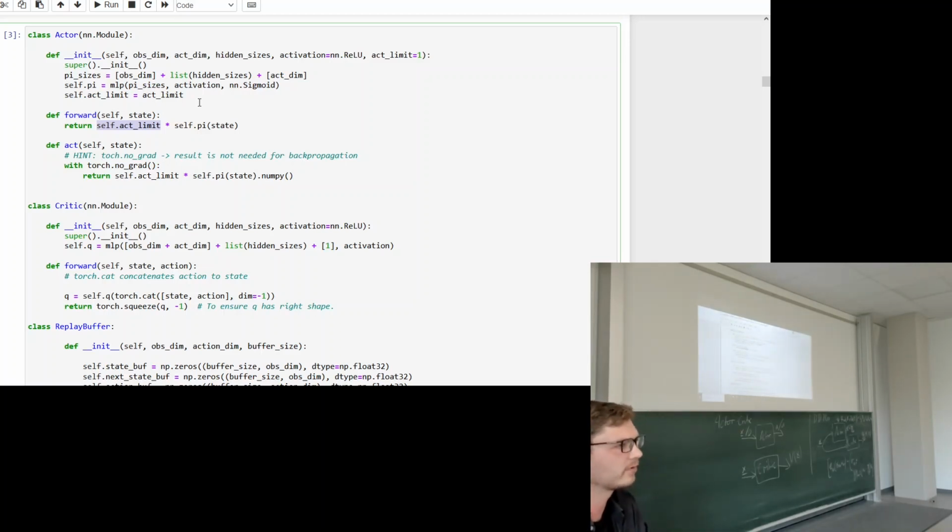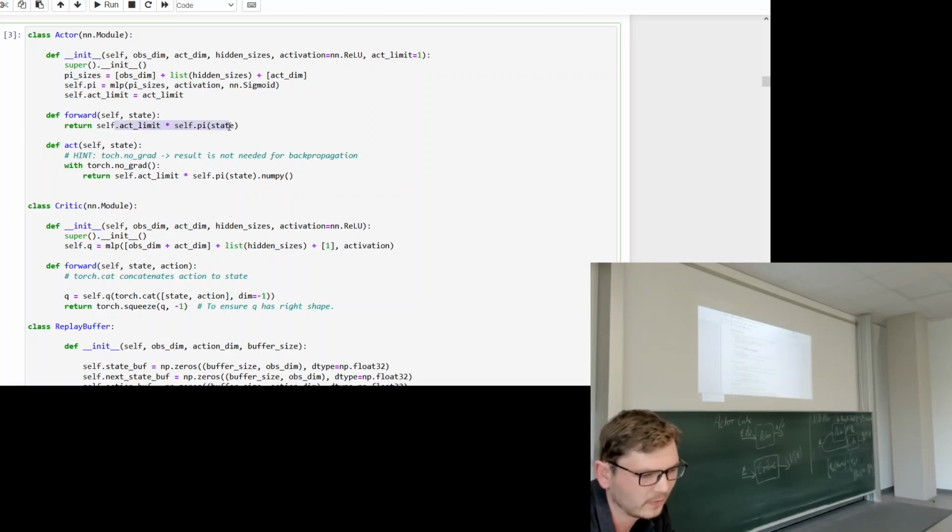So the output of the network will be between 0 and 1 maybe, and the actual input of our control system, or of our rocket in this case, might have some different action space limits. So not 1, but something else. We are accounting for that. And this is the forward pass.